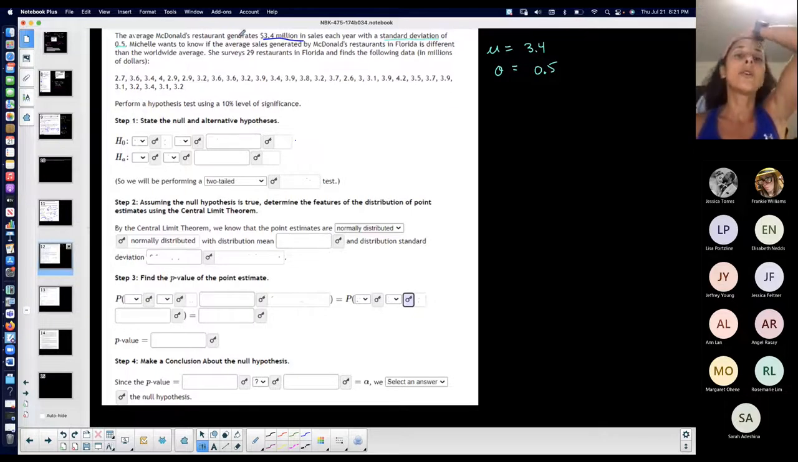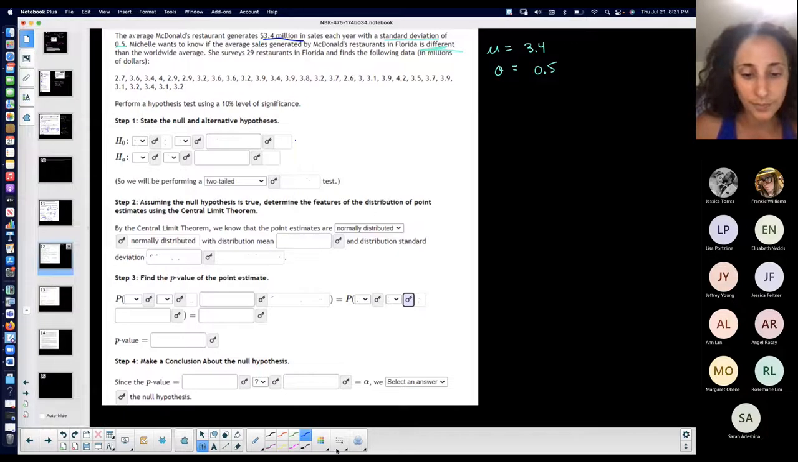Well, Michelle wants to know if the average sales generated by McDonald's restaurants in Florida is different than the worldwide average. So she wants to run a test to see if this particular population, which is in Florida, ironically, is different than this worldwide average of 3.4.